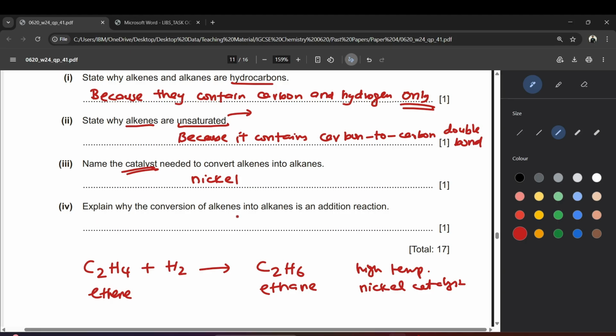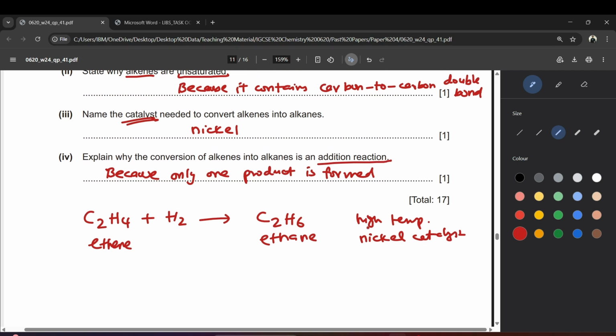Explain why the conversion of alkenes into alkanes is an addition reaction. Whenever the question asks why this is an addition reaction, or define addition reaction, addition reactions are those reactions in which you get only one product, nothing else, no byproducts. And these addition reactions happen only in alkenes, not in other homologous series. Therefore we will say that the conversion is an addition reaction because only one product is formed.